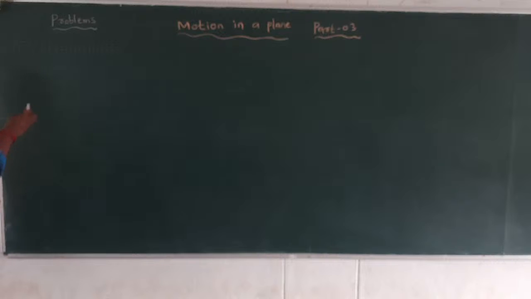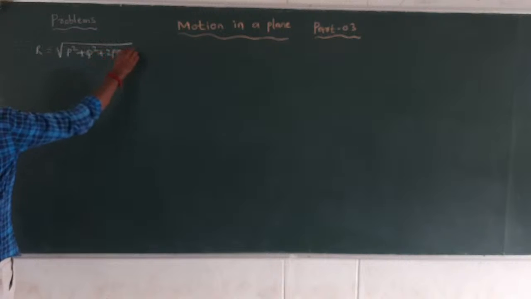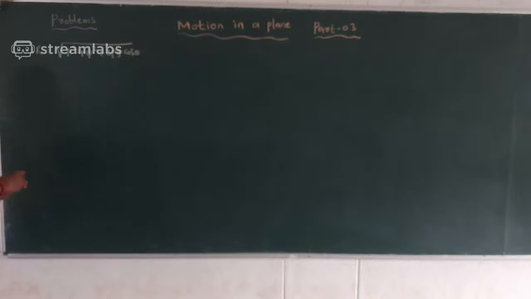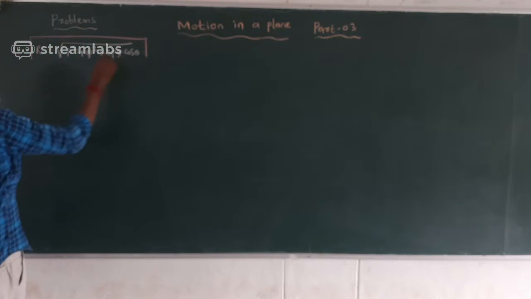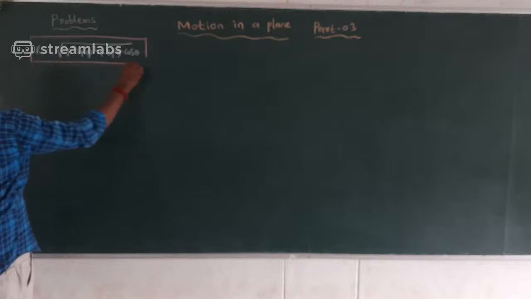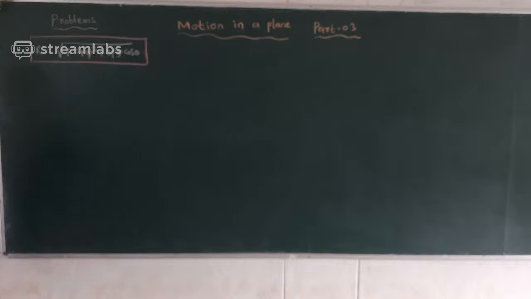The magnitude of the resultant R is equal to under root of P square plus Q square plus 2PQ cos theta. So this is the resultant magnitude equation. We have already derived it in the parallelogram law of vectors.